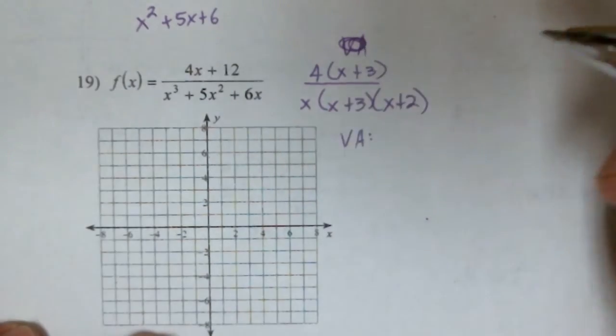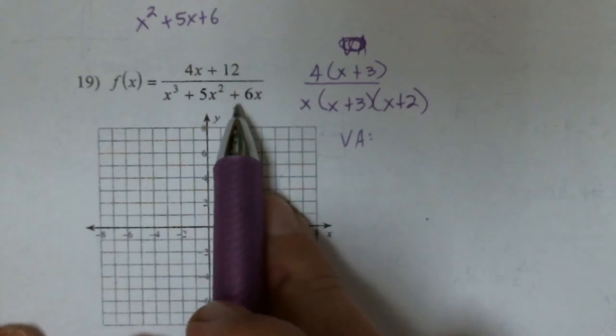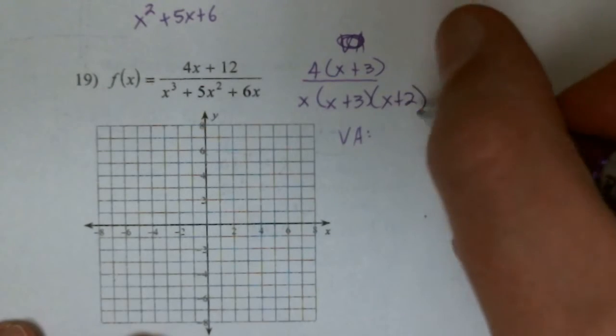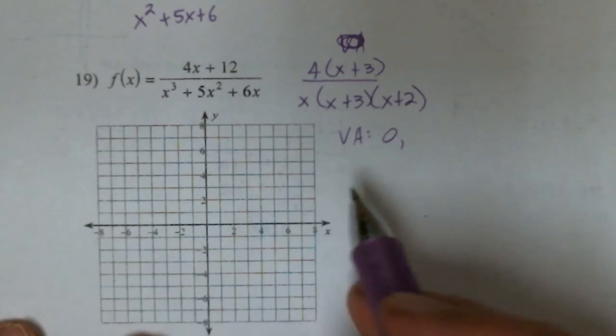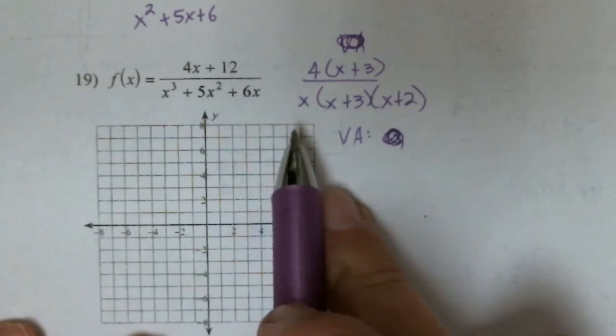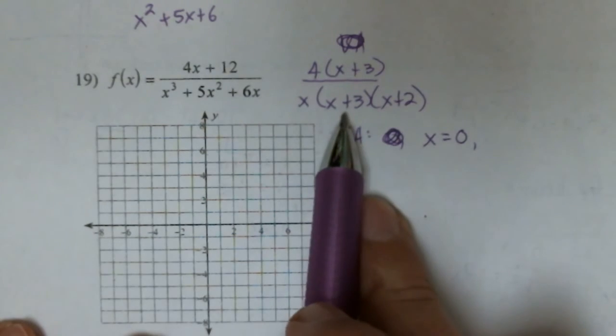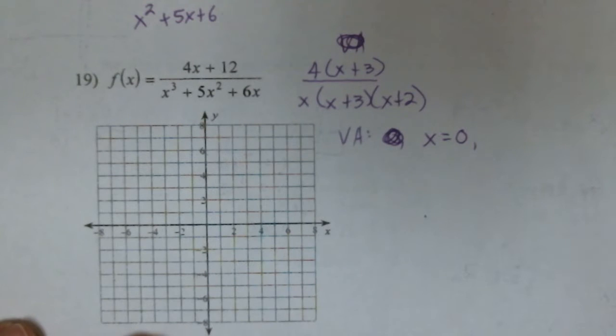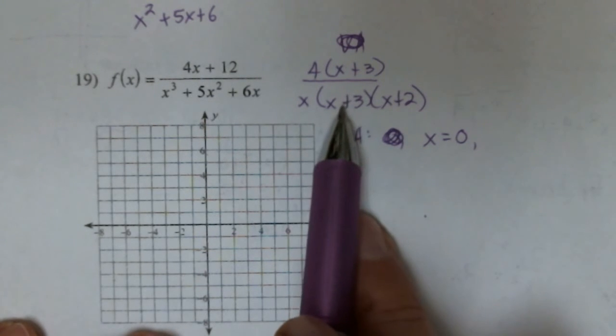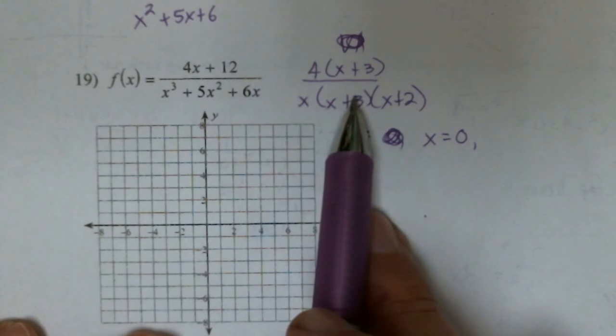Vertical asymptote, that is where we have zeros in the denominator. I've got a single x, so that's going to be one of my vertical asymptotes. Remember, it's the equation of a line, x equals 0. That's going to be an asymptote. I almost caught myself. If you have a hole, there is no horizontal or vertical asymptote at the hole.